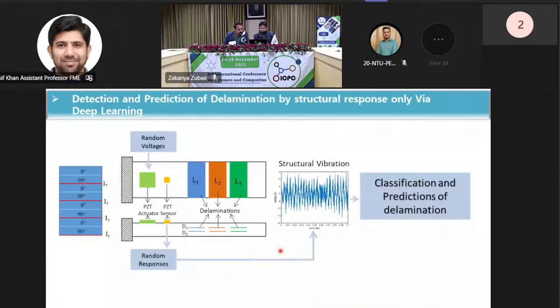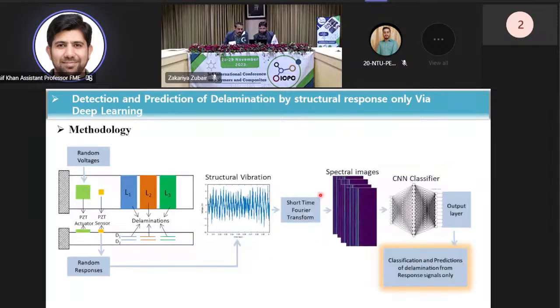Similarly, in a practical situation, we may have access to the response signal because that is easily measurable with the help of any installed sensor. But what is the source of excitation for that response? It is simply not possible to know. So, is it possible to classify or find out the damage and its location information just from the structural vibration? For that, we implemented a deep learning strategy, and we transformed these vibration signatures to spectral images through a simple short-time fast Fourier transform. And then we employed a convolutional neural network to classify those images.